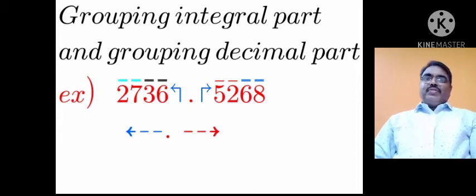Before finding the square root of the given number, we have to group the numbers. Starting from the decimal point, move towards the left. We group the integral part first. We take 36 as one group, and then 27 as another group. Now let us group the decimal part. Starting from the decimal point, we take 52 as one group, and 68 as another group. This is the way of grouping the numbers before finding the square root of a given number.